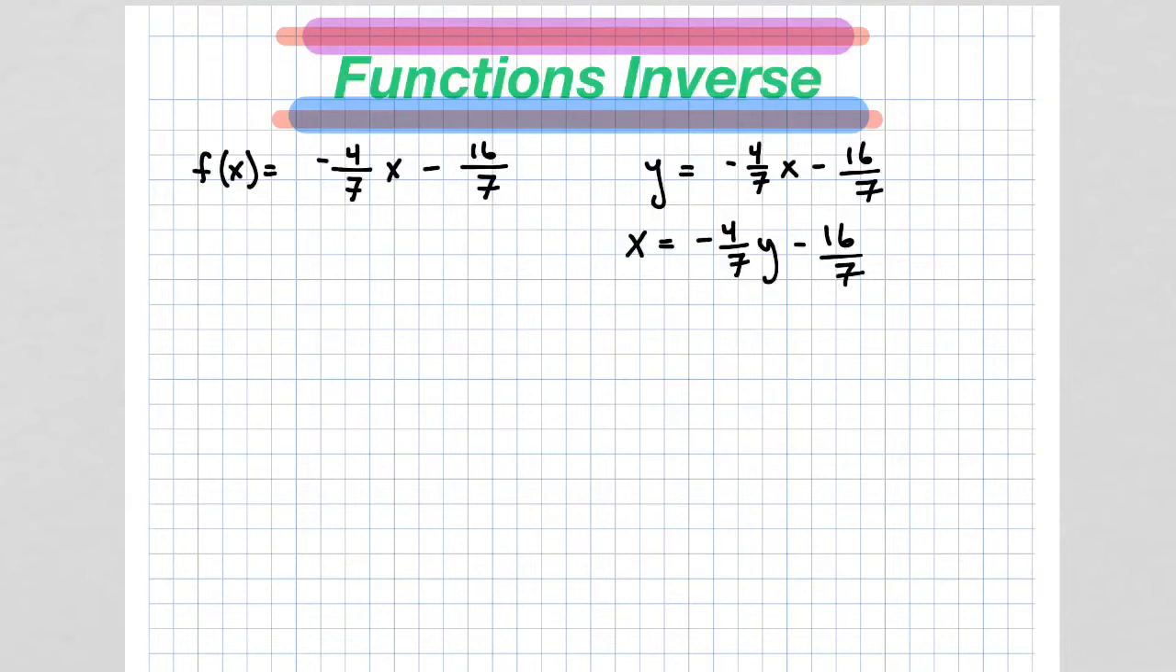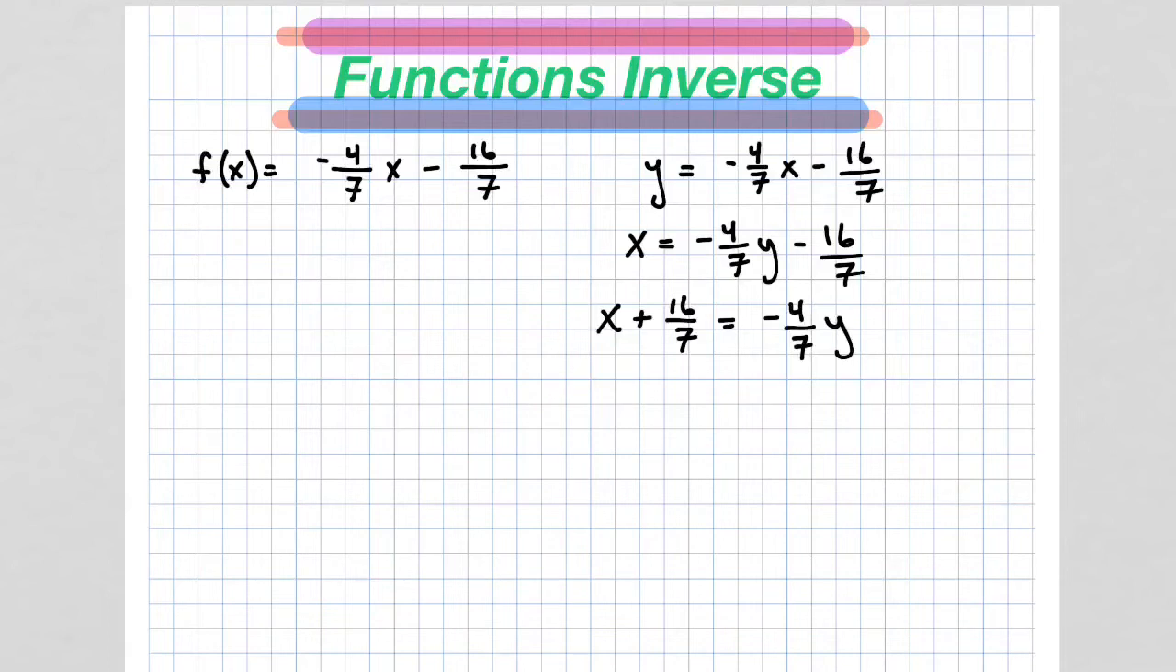First thing we want to do is always attack the constants by themselves. You usually save the terms that are connected to your variable y for last. So we're going to add 16/7 to both sides. So we have x plus 16 over 7 equals negative 4/7 y.